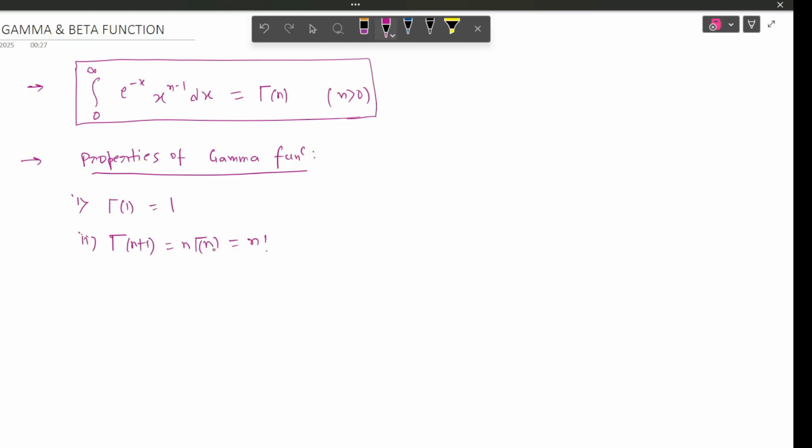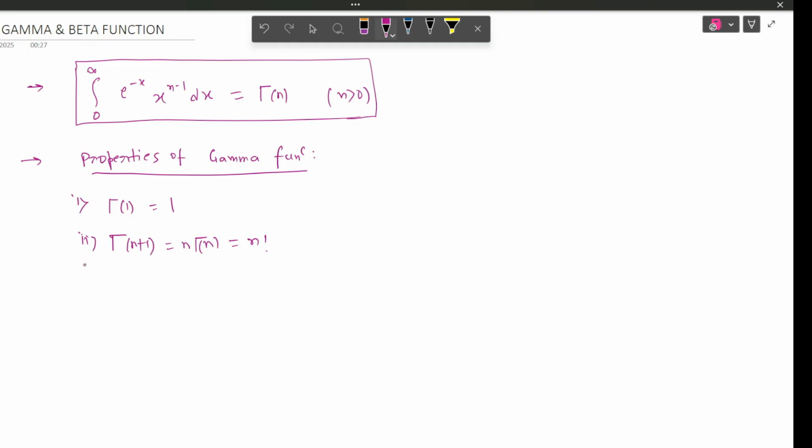Now see, after this gamma n, what you have to do? You have to make this gamma n in the format gamma of n plus 1. So this should be n minus 1 plus 1, right? So it would be n minus 1 gamma n minus 1. In this manner it will go, and after that you will get n into n minus 1, n minus 2 to 1. So it would be n factorial.